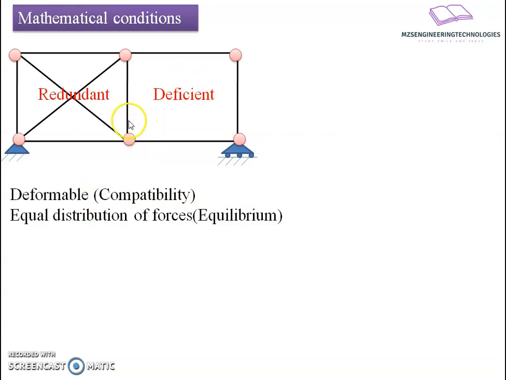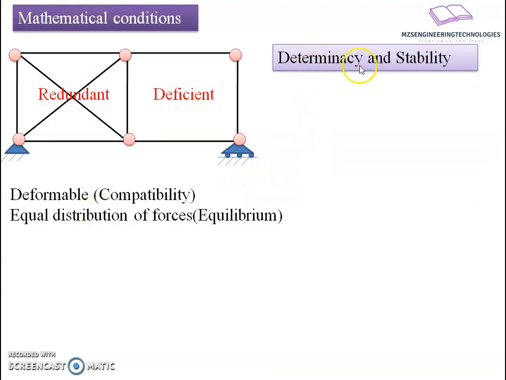Here we will say compatibility. This deficient part will have excess deformation, whereas this one will have an imbalance in the force. There are two types of this deficiency, which we call determinacy and stability. Okay, so we'll deal with this part related to determinacy and stability in upcoming lectures.